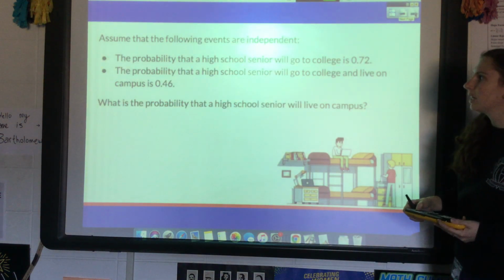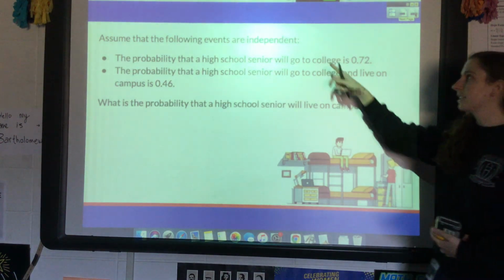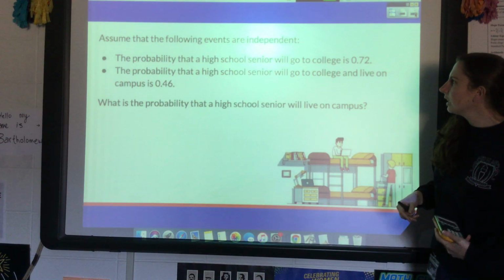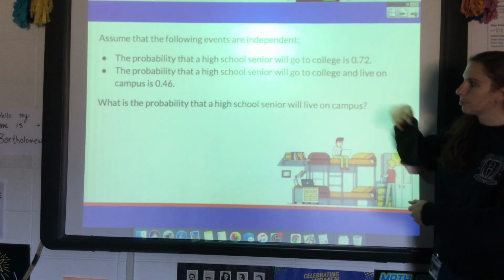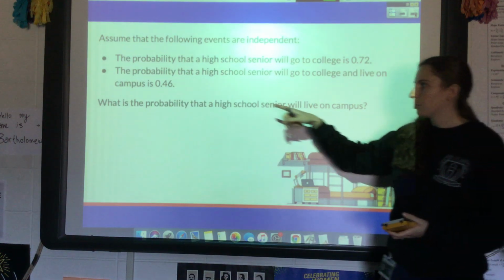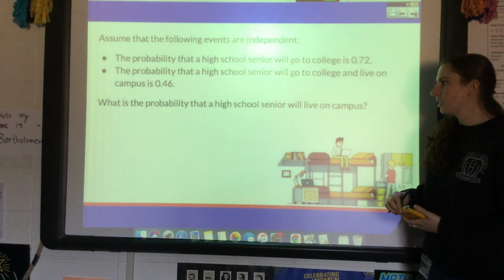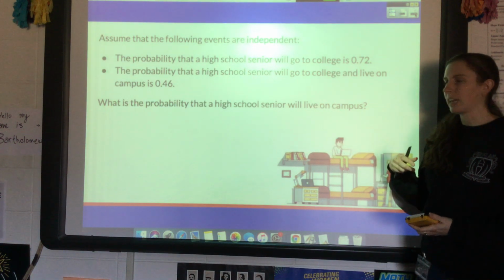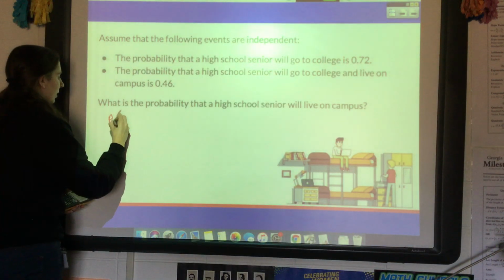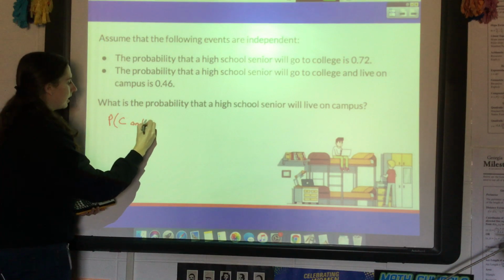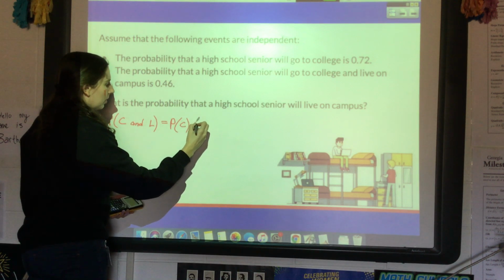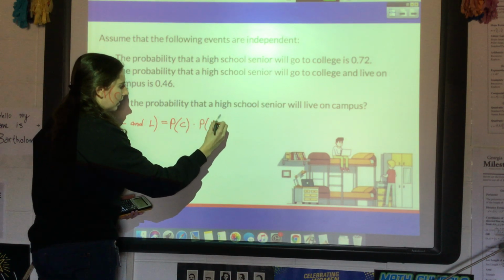All right, one more example. Assume that the following events are independent. That is key. That means I can use the multiplication rule. So the probability that a high school senior will go to college at this particular school is 0.72. The probability that a high school senior will go to college and live on campus is 0.46. What's the probability just that a high school senior in general will live on campus? This we can use the multiplication rule for because they're independent. So I know that the probability of going to college and living on campus is equal to the probability of going to college times the probability of living on campus, which I'm calling L.